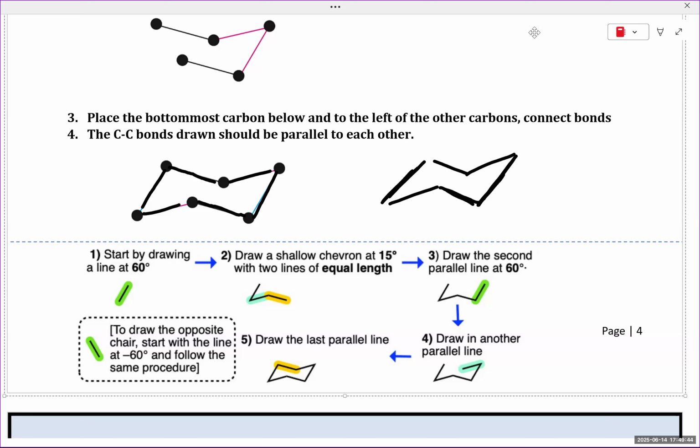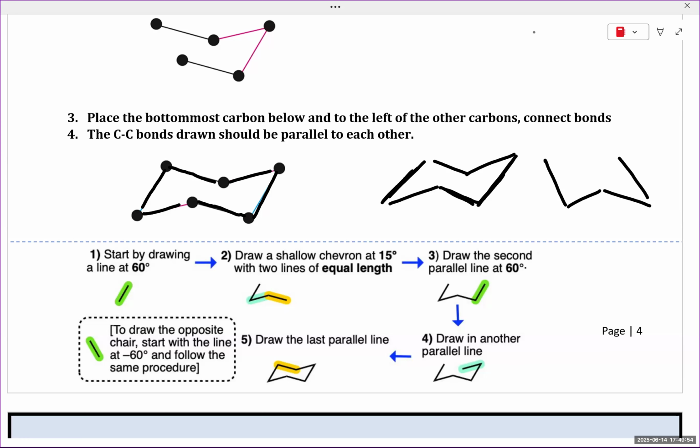To show you what this looks like in practice, I draw my first line, I connect it with a pair of lines at a 15-degree angle. I draw my second parallel line, then I connect it with a second set of parallel lines, keeping in mind that we have 2 bonds in the ring that are drawn parallel, 2 bonds in the ring that are drawn parallel, and the 2 outer bonds in the ring are drawn parallel. This is going to take some practice, so I'd encourage you to practice drawing chair conformations until you're comfortable drawing them quickly and efficiently. Whatever method you prefer, it's more than fine.